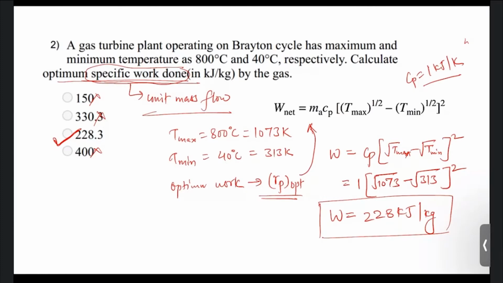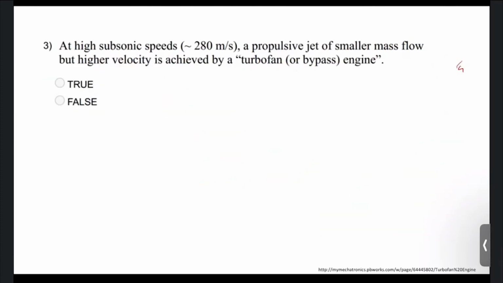Now, the next problem is: at high subsonic speeds, a propulsive jet of smaller mass flow but higher velocity is achieved by a turbofan or bypass engine. Okay, so here it is being asked about the turbofan engine, that is also called the bypass engine.